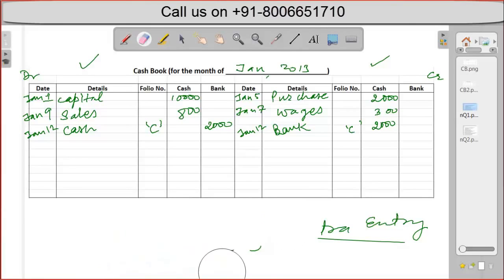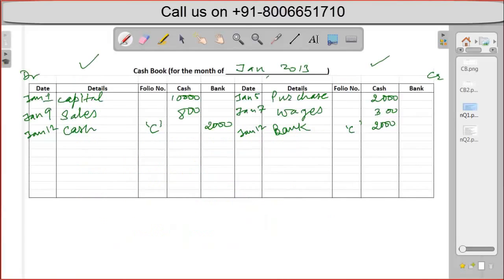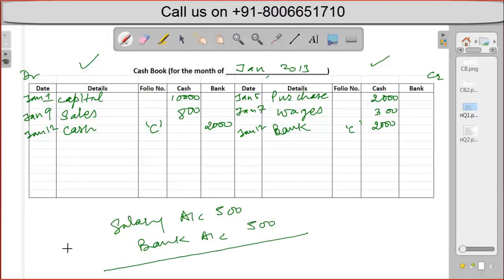Now see the next transaction, by check 500. Now see, first we will pass the entry. We paid salary. Salary is an expense, so it will be debited $500. And we paid this salary by check, isn't it? So payment will be done through our account. So credit the giver. So bank account credited. Okay, and January 15. Understood or not?